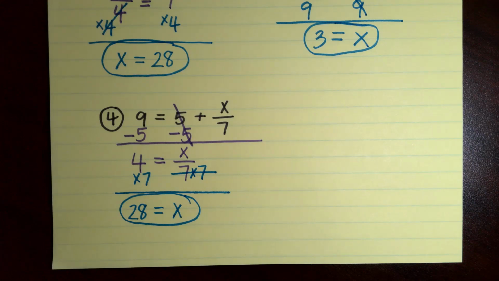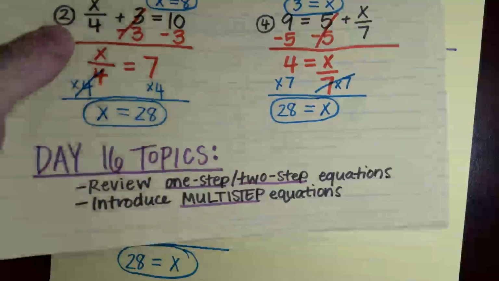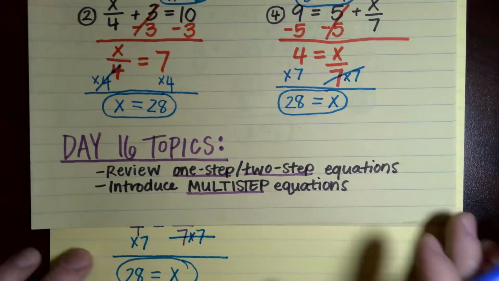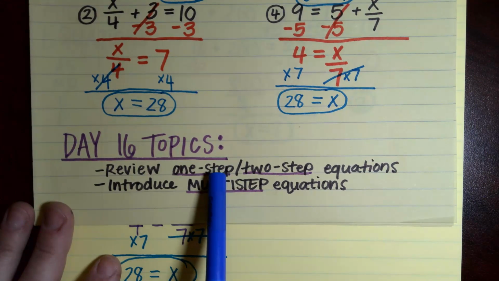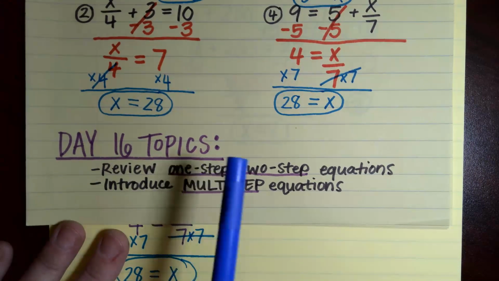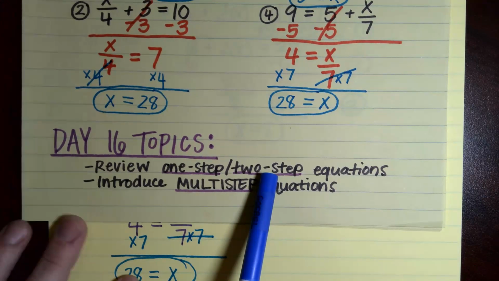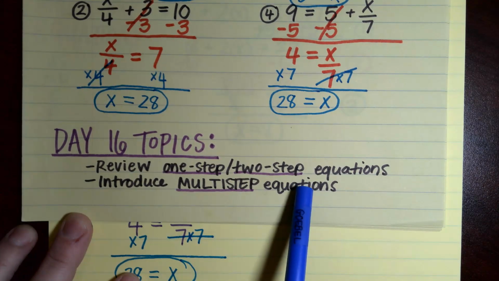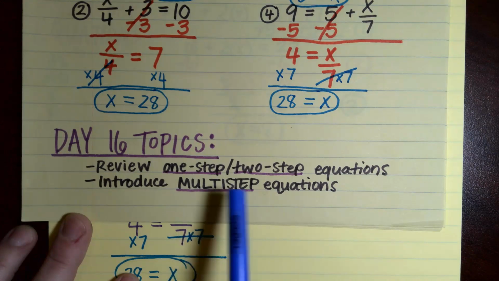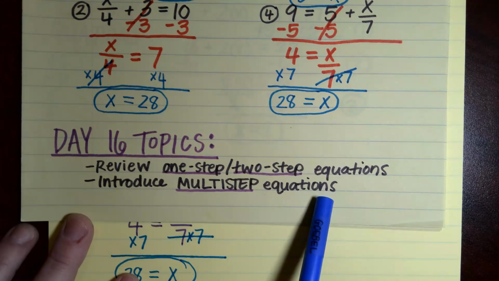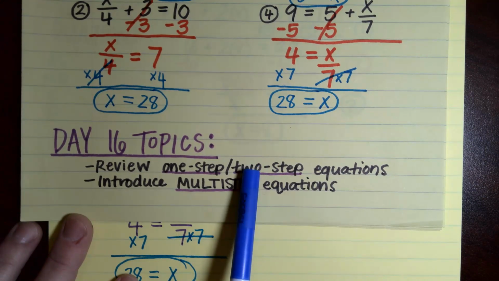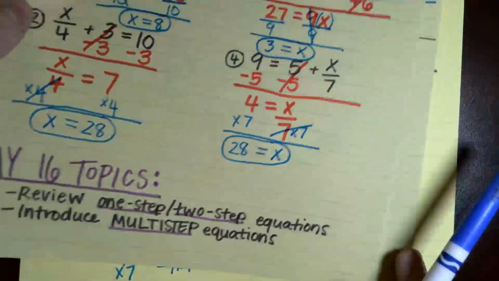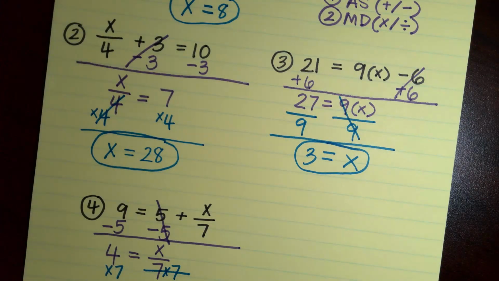Today, here's our topics. We are going to be reviewing our one-step equations. We're also going to review our two-step equations, and then we are going to introduce something new. We're going to introduce a multi-step equation. All that means is it's going to have more than 2 steps. Okay, so let me flip on to the next page here.